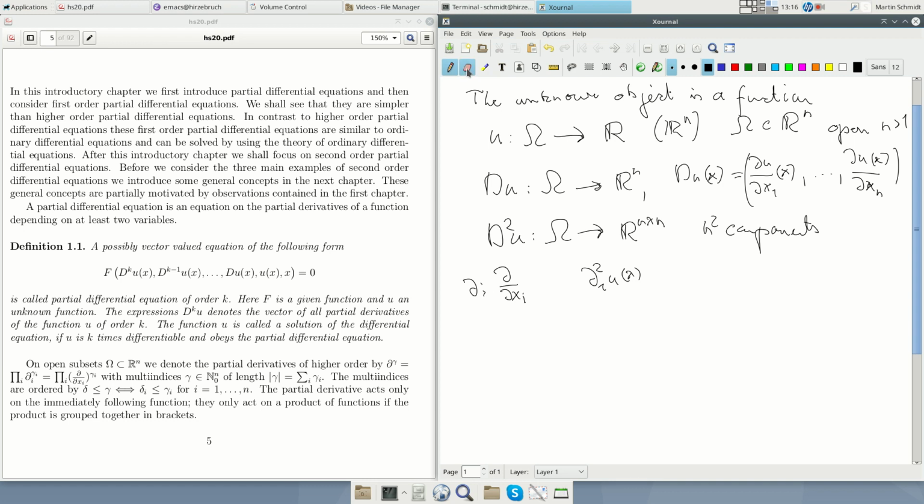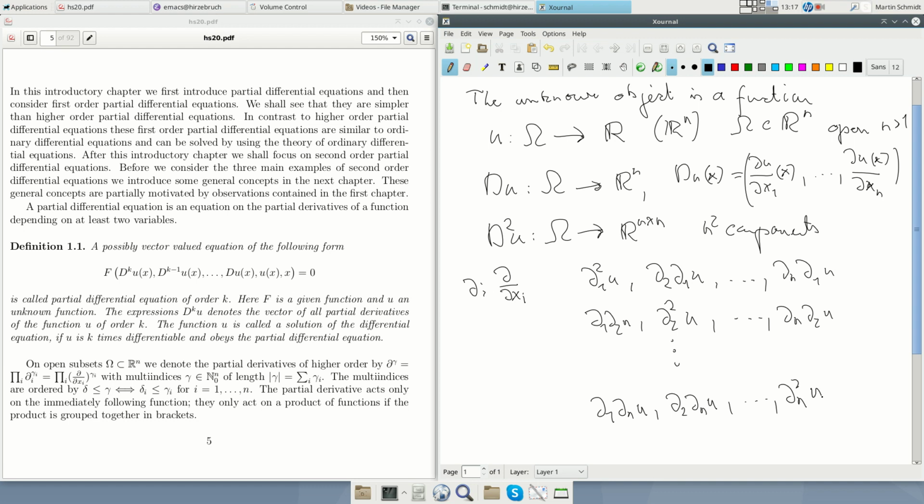Let me not write the argument, just the function. So first order partial derivative, also d by dx square. And then the next term is of course d2 d1 u, and so on, and then the last term is dn d1 u. This is the first row of this matrix. Now what is the second row? This is of course d1 d2 u, d2 square u, and so on, dn d2 u, and finally we have d1 dn u, d2 dn u, and dn square u.